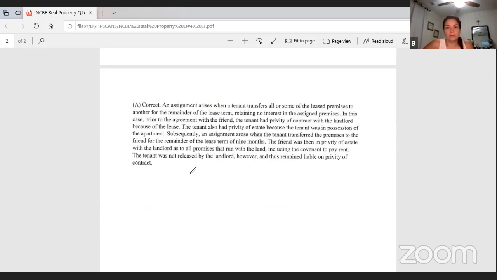So if we go back a little bit on our answers, it doesn't matter how much a tenant assigned. The tenant assigned the whole thing or half of the thing, the privity of contract still exists, unless a novation occurred. Makes sense? Yes.